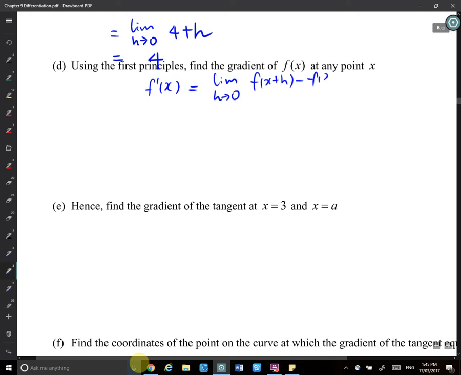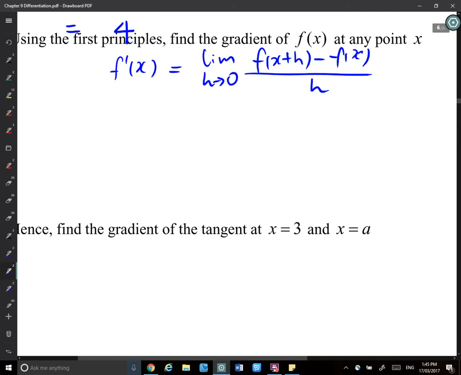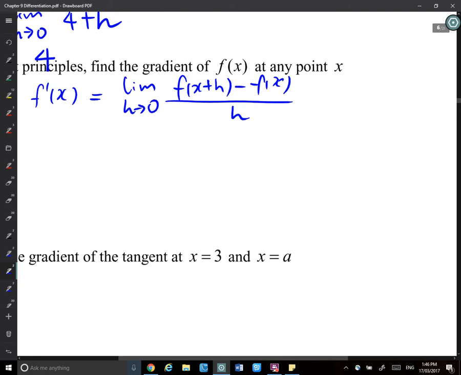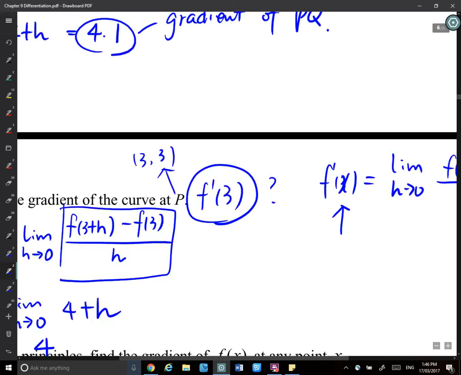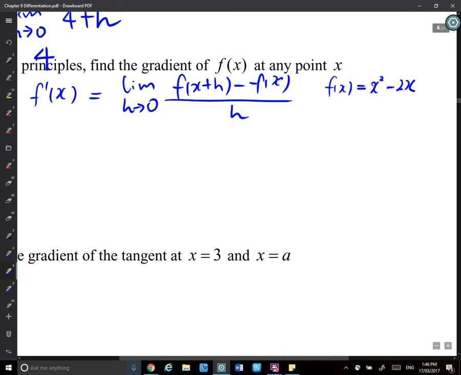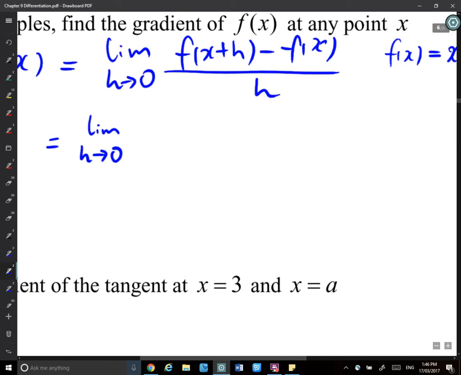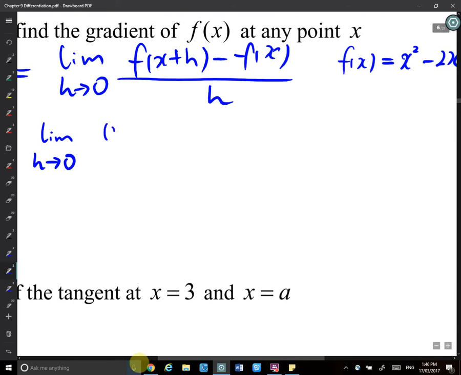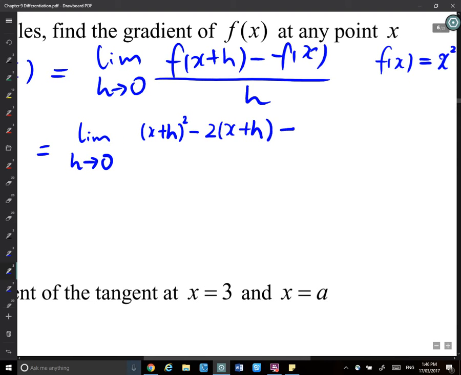Okay, you need to remember this formula. This is not on the formula sheet, I think. So you will repeat this. That's your first principle. So what is f(x)? f(x) is x squared minus 2x. Okay, let's simplify it. Lim h approaching 0 of f(x plus h), which is (x plus h) squared minus 2(x plus h), finish the bracket, and minus f(x). f(x) is x squared minus 2x. And the whole thing over h.